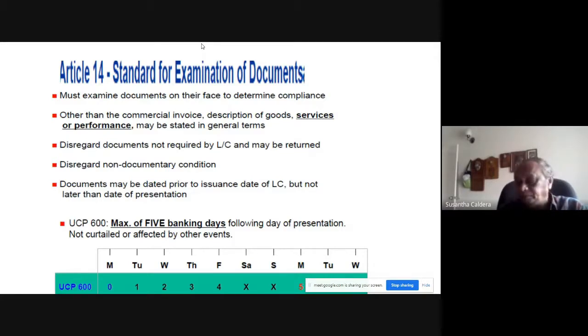What about others? And the BL and all, except for the commercial invoice, all the other documents don't have to be the mirror image of the goods description, but they should be in accordance with the LC as well as the commercial invoice. But the commercial invoice description of goods should be a mirror image of the LC.